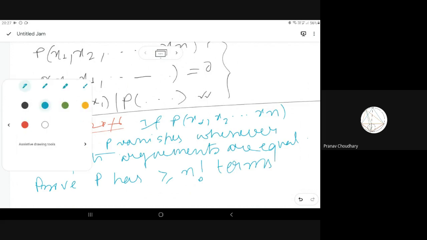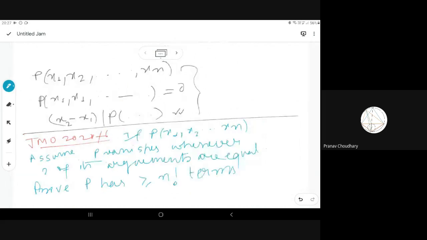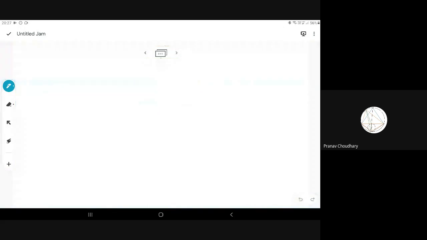Right. So do you get the statement of the problem? Then I'll move on to the solution. Does anyone have any question with the statement? It's been given that an n variable polynomial gives zero whenever two of its variables are equal, right? And prove that it has at least n factorial terms, right?